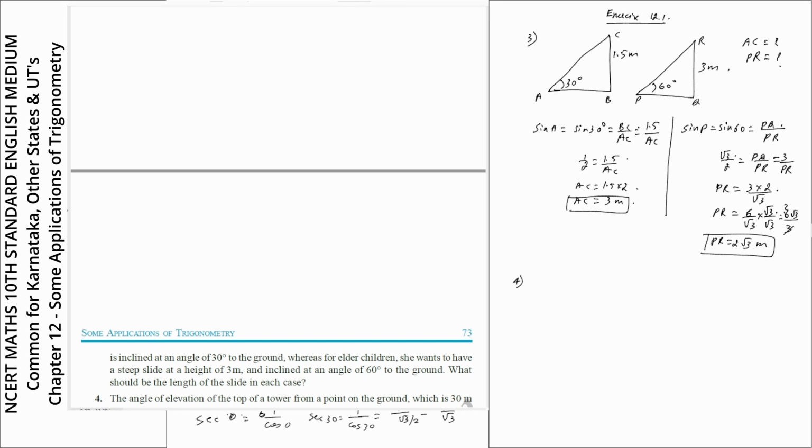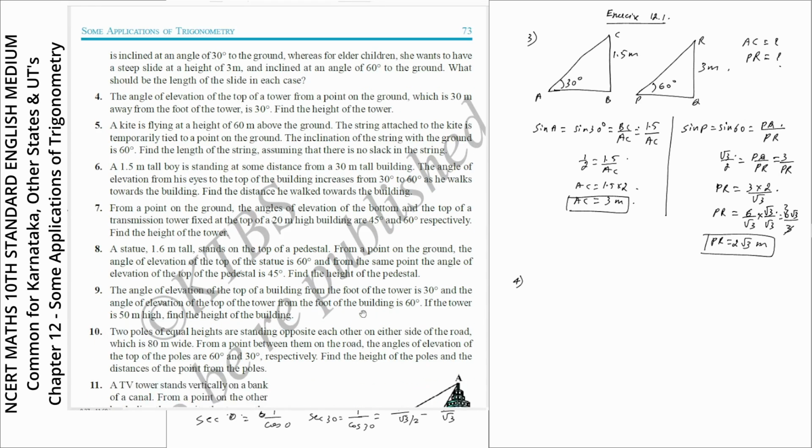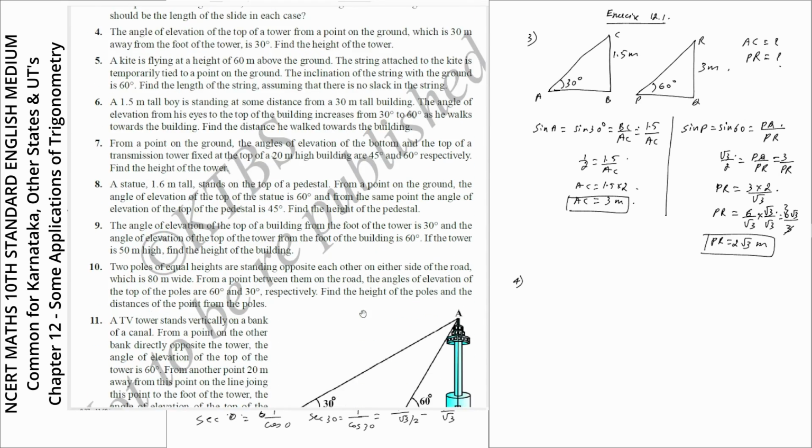Exercise 12.1, question number 4. The angle of elevation of the top of a tower from a point on the ground which is 30 meters away from the foot of the tower is 30 degree. Find the height of the tower. Okay. So the figure is like this.